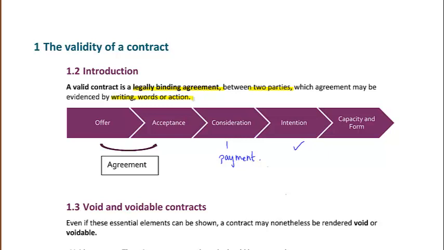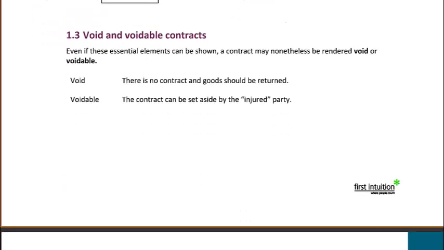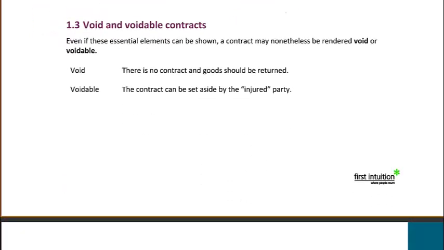Now, each one of the terms in this arrow diagram here is a bit of a term of art. Each one of these has been carefully considered by the courts, and we'll need to look at some case law to see what exactly each one of these terms means. And we'll do that in a moment. But first, I just want to introduce you to a little bit more terminology.